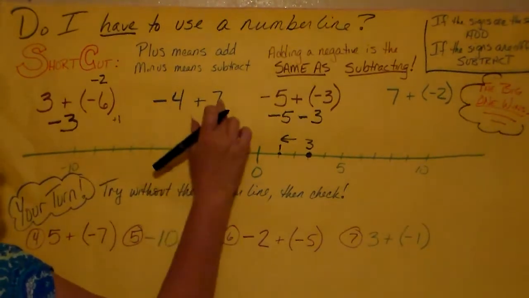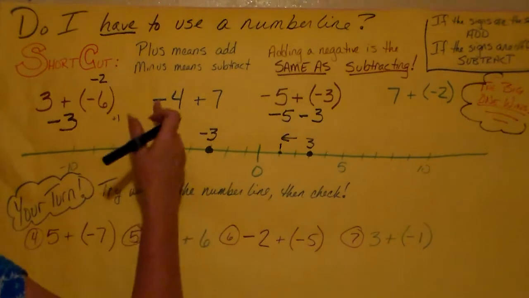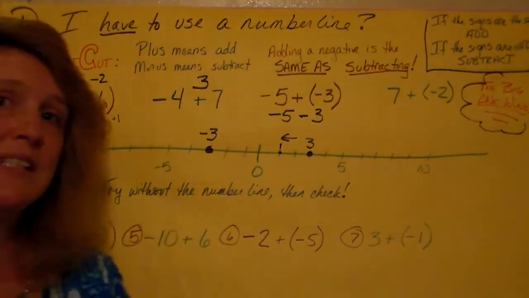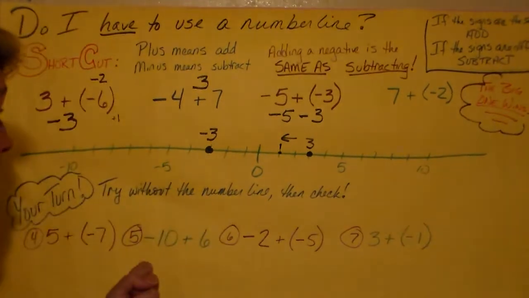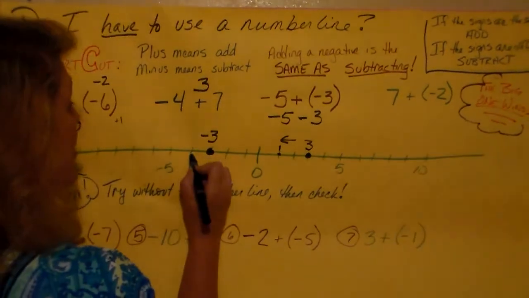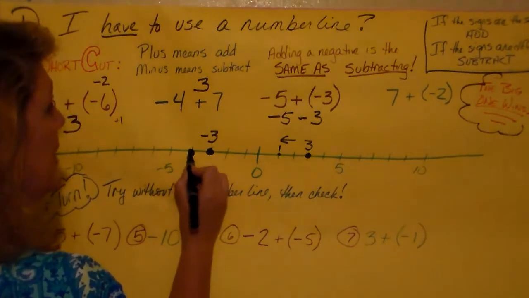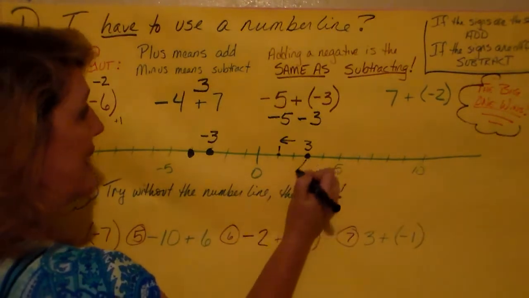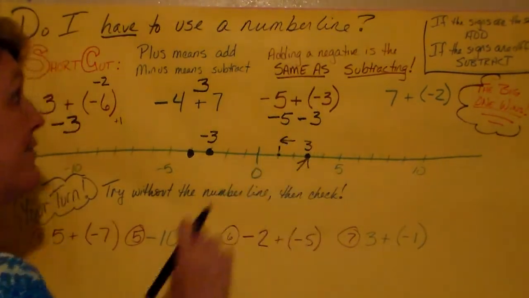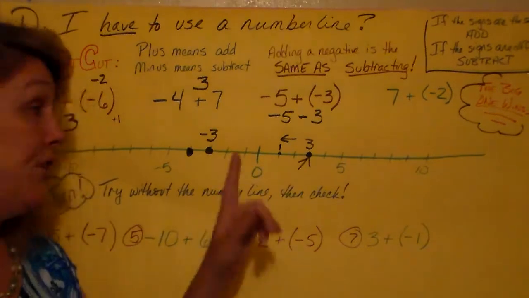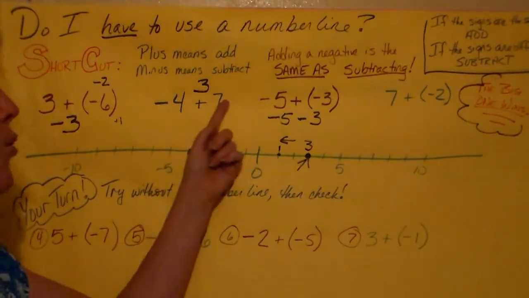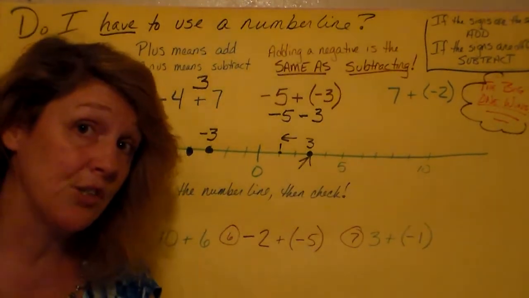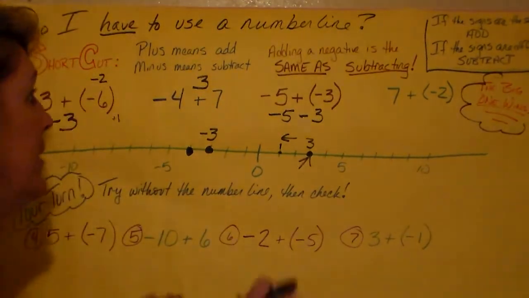Let's do another one. Negative 4 plus 7. The signs are different, so I'm going to subtract. 7 minus 4 is 3, and 7 is the bigger one. It's positive, so the answer is positive 3. Now let's look at what that looks like. I'm going to start at negative 4, and I'm going to go positive 7. 1, 2, 3, 4, 5, 6, 7. And I'm going to end up right there at positive 3. Do you see the difference in doing it the quick way and doing it the long way? And see how we come up with the same answer, because I need you to understand that.